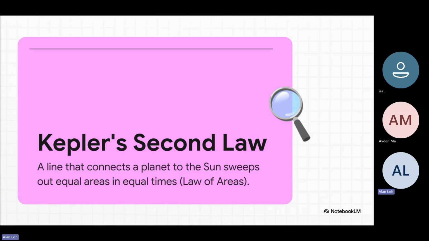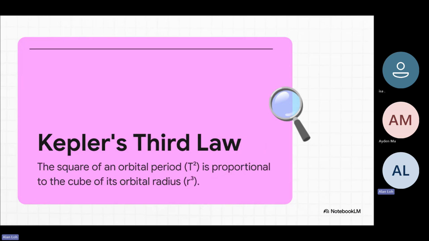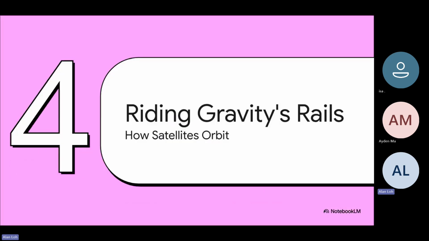Think of it like this. To cover an equal-sized slice of pie of its orbit in the same amount of time, a planet has to move a lot faster when the slice is short and fat, and a lot slower when the slice is long and skinny. And third, he discovered this really elegant mathematical link between a planet's year, how long it takes to go around the sun, and its distance from the sun. To put it simply, the farther out a planet is, the much, much longer its year is.